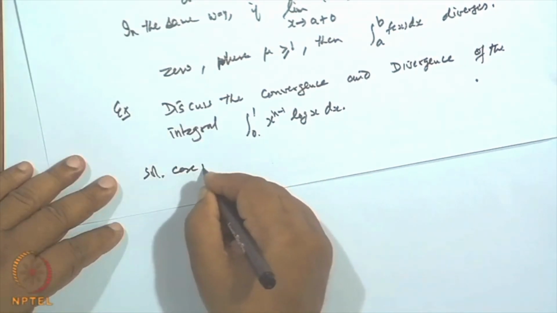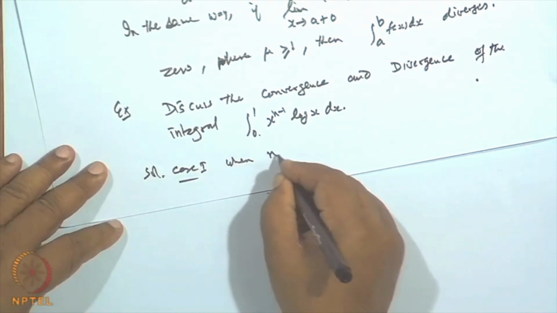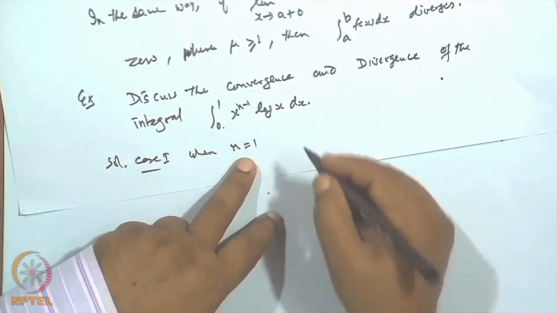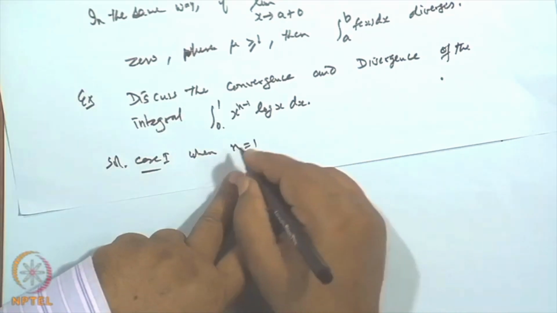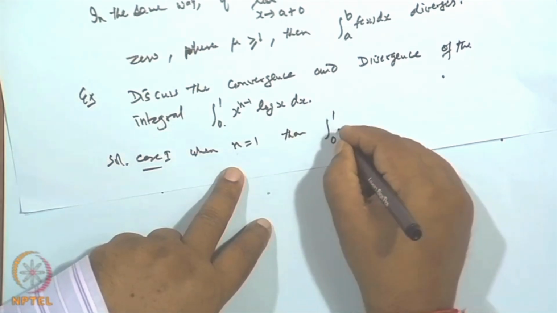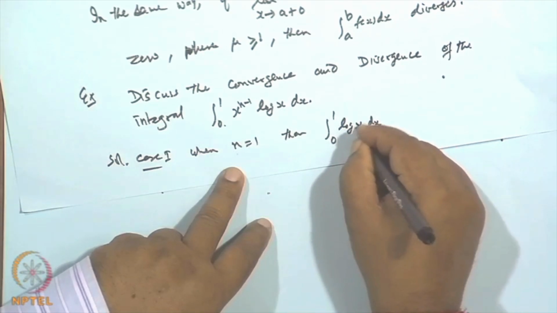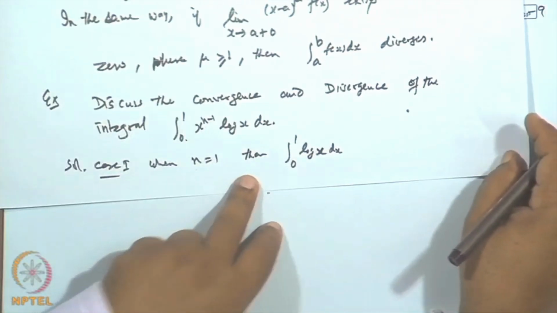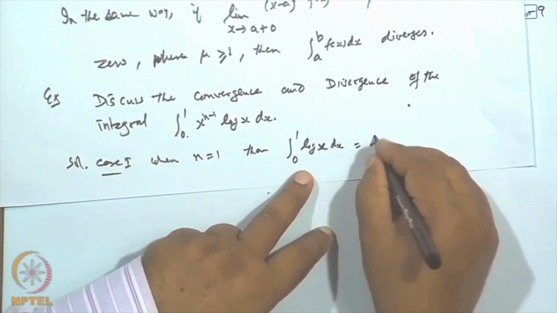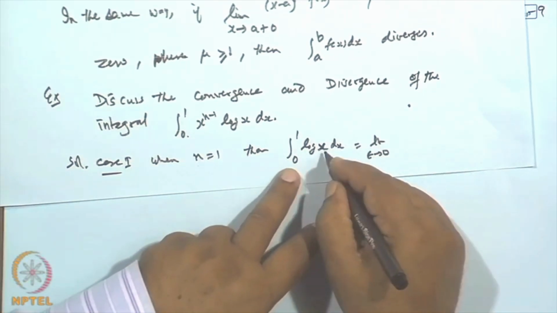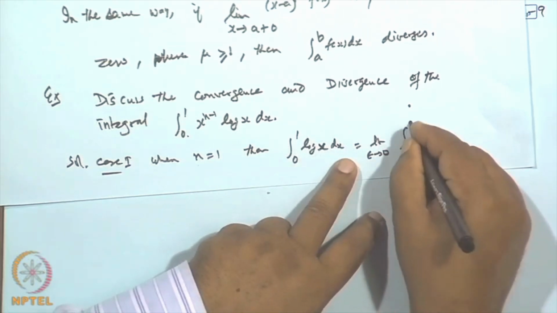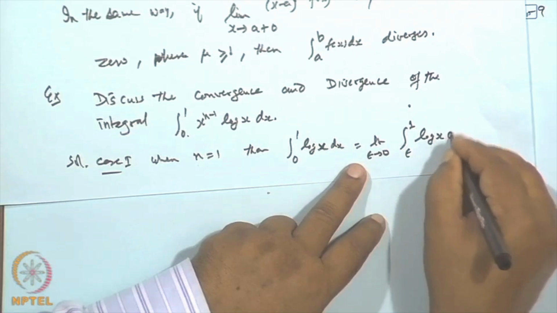Case 1, when n is equal to 1. Just the simple case first. What happens when n is equal to 1? This integral from 0 to 1 reduces to the integral from 0 to 1 of log x dx. Okay. Now we can write it as the limit as epsilon tends to 0, because when x tends to 0, it goes to infinity, unbounded. So let epsilon tend to 0, integral from epsilon to 1 of log of x dx.